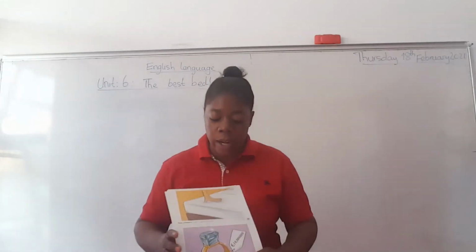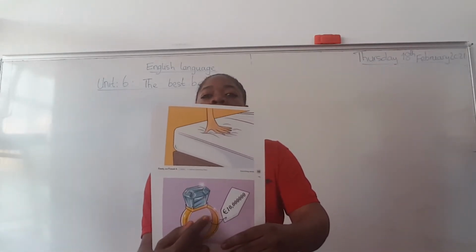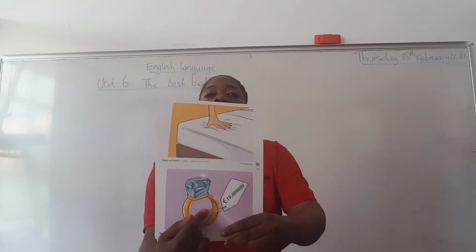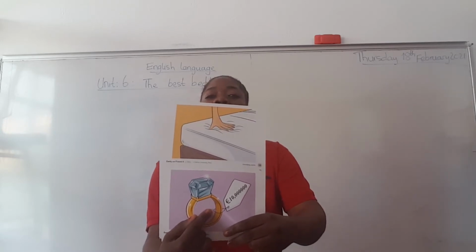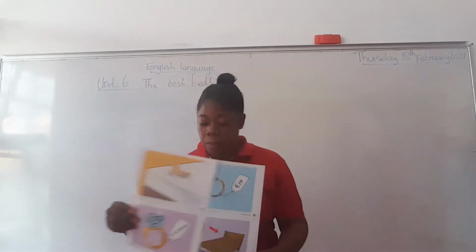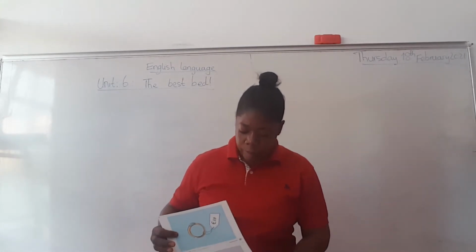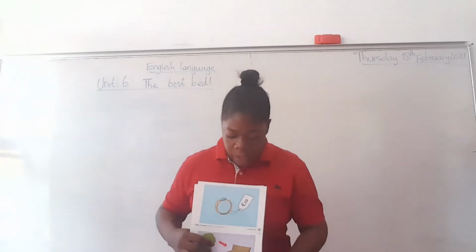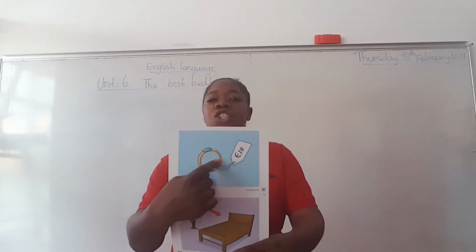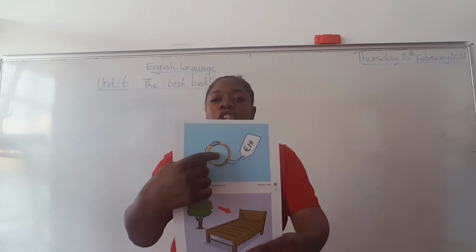The next one is expensive. This is a ring, probably a gold ring. It is very expensive. Everybody say expensive. Again, expensive. The next one is cheap. Cheap. This is a cheap ring. Cheap.